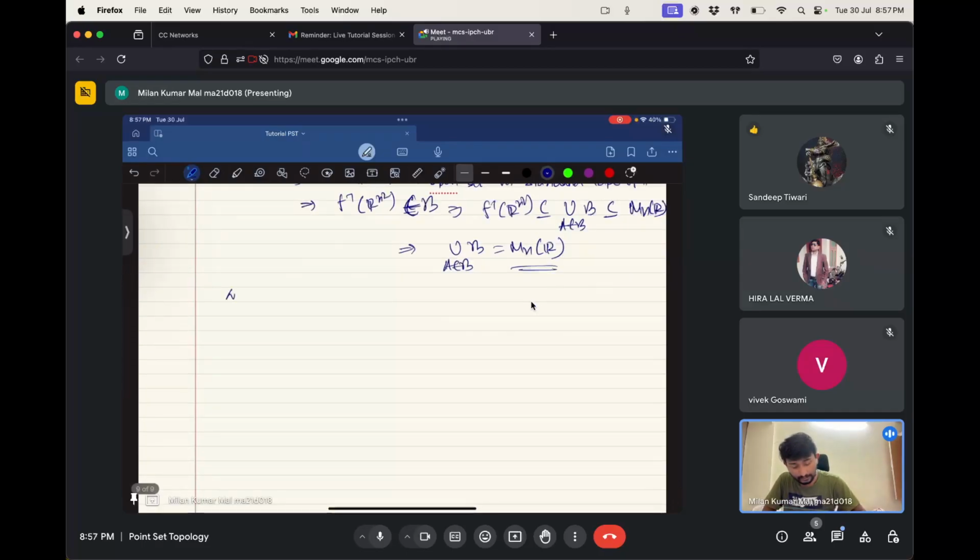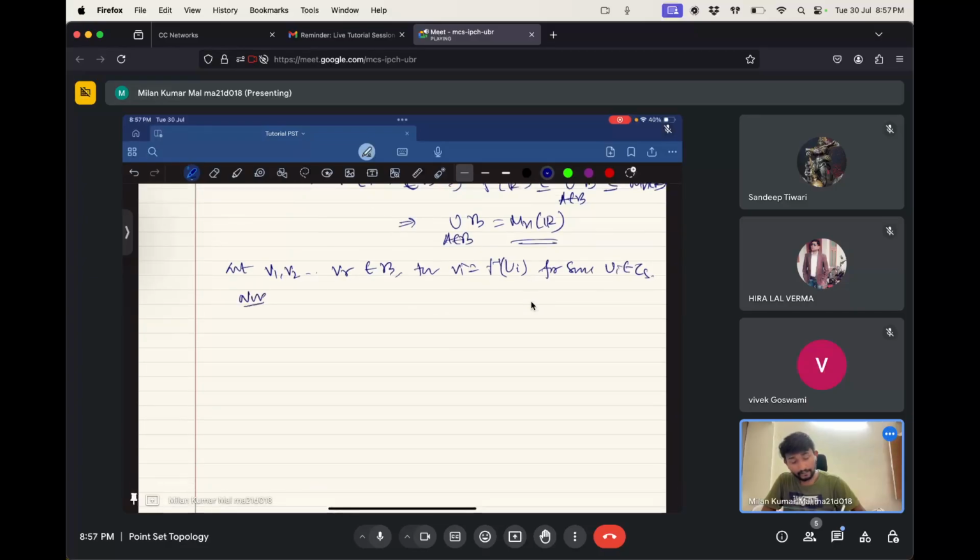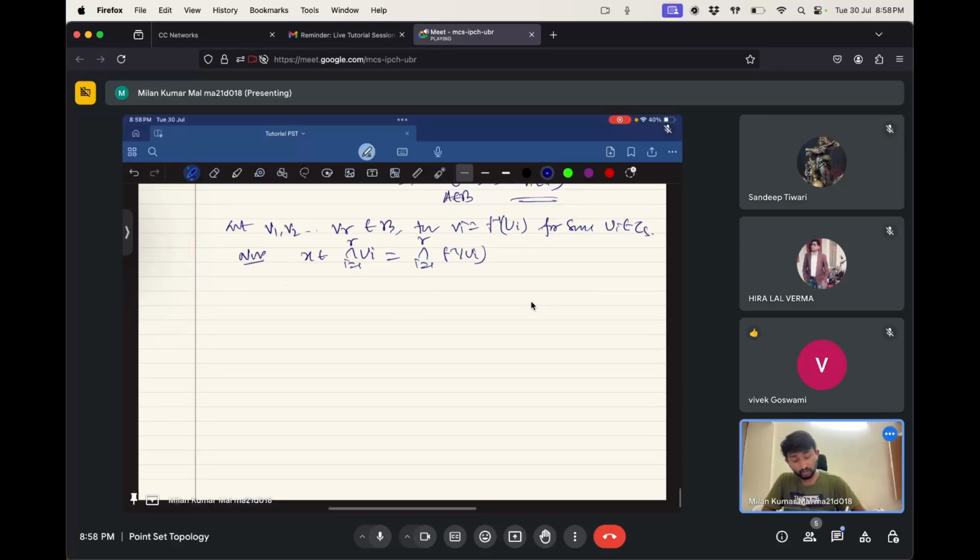Second thing is that let V1, V2, up to Vr belong to B. That means Vi is equal to F inverse of Ui for some Ui belonging to the standard topology. Right. Now, if x belongs to the intersection of Vi, i equals 1 to r, that is equal to the intersection of i equals 1 to r, F inverse of Ui, that means F of x should be contained in the intersection of all Ui, i equals 1 to r, right?